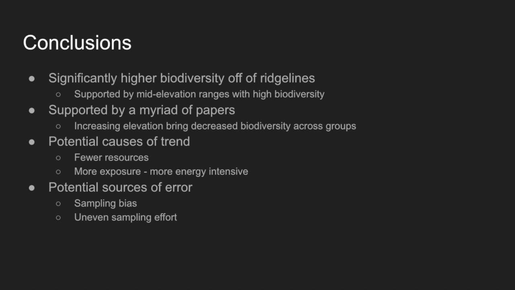Overall, this data shows that significantly higher biodiversity is found off of ridgelines, which is then supported by mid-elevation ranges with high biodiversity levels. This is also supported by a myriad of different papers showing that increasing elevation brings decreased biodiversity across many different kingdoms. This is plants, animals, fungi, everything. Some potential causes of this trend are that there are fewer resources in high elevation habitats. Also, these habitats have more exposure to the elements and are therefore more energy intensive to survive in.